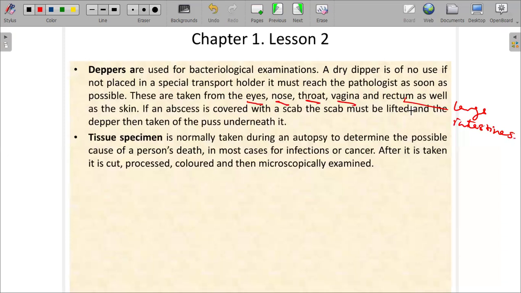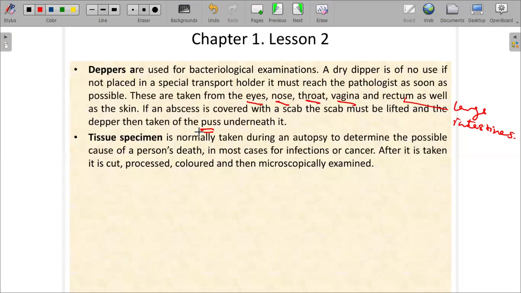We can talk about the anus, where swabs can also be placed. In cases where there is an abscess covered with a scab, the scab must be lifted, and then the swab is taken of the pus underneath. It is done to make sure that the real bacteriological contamination to be examined is collected from there.